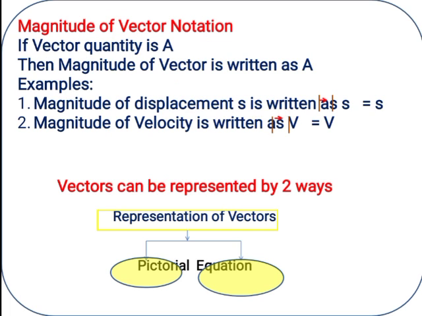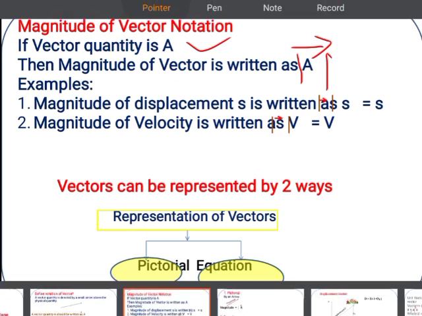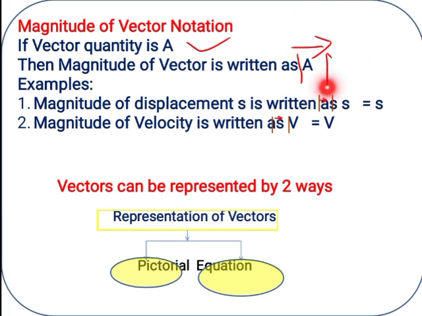Next one, magnitude of a vector notation. Suppose a vector quantity is A, then how do we write the magnitude of the vector? Using parallel lines. By using two parallel lines, we write the magnitude of vector A. This is the procedure of writing.